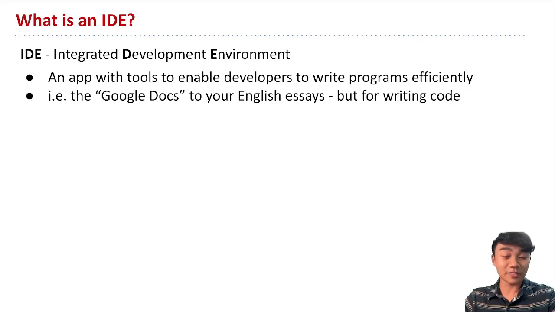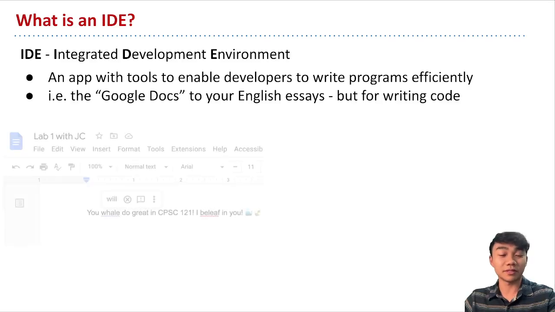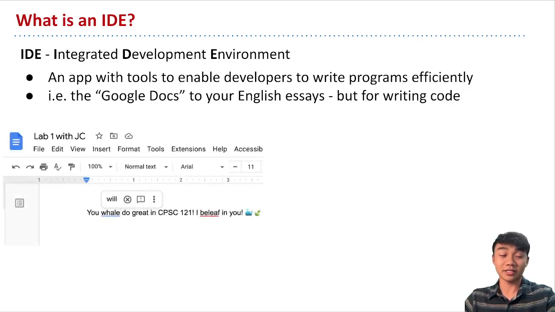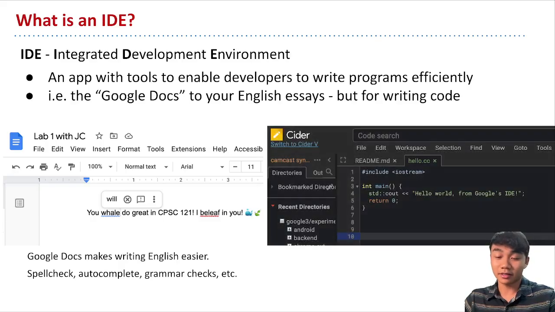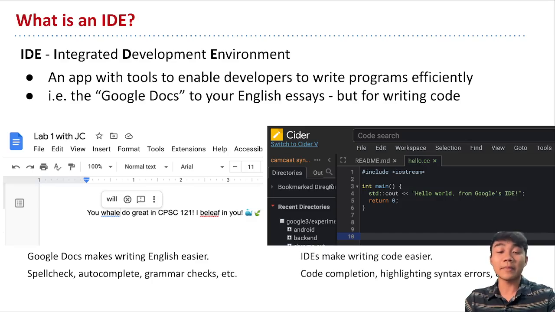So what most people tend to do is use a tool like Microsoft Word or Google Docs, which has a lot of built-in tools that make writing English easier, like autocorrect or spell check. So you can kind of think of IDEs as editors like Google Docs, but instead they're for programming. Because in IDEs, we would have similar tools like code completion, highlighting syntax errors, etc., that make writing different programming languages like C++ a lot easier.